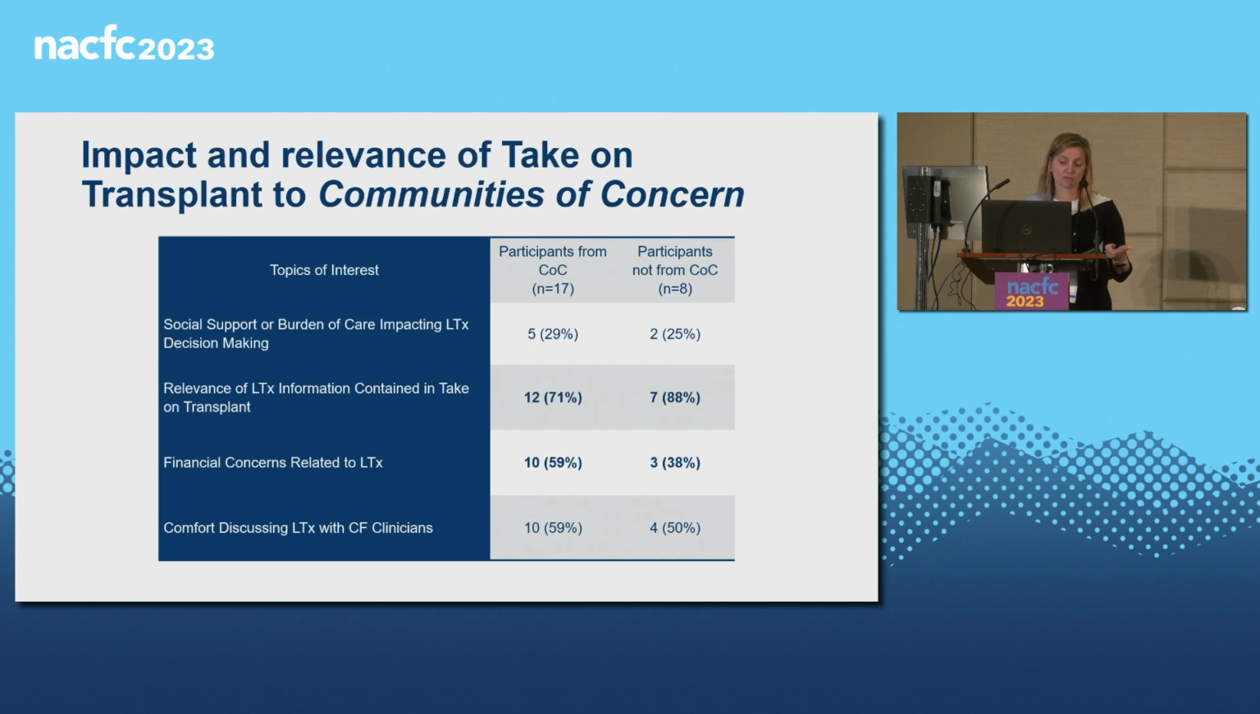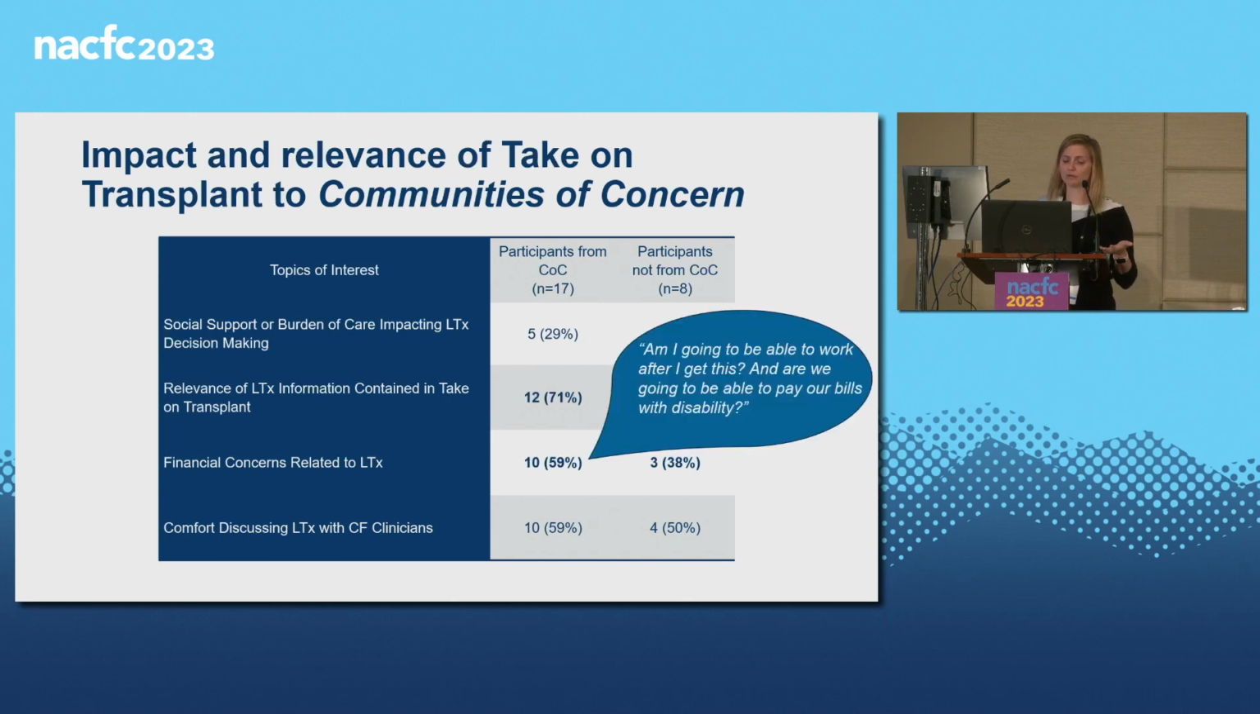The relevance of the lung transplant information may have been slightly less for the participants from communities of concern, but what stood out to us the most was that the financial concerns related to lung transplant did seem to be mentioned a lot more commonly in the communities of concern, and there was no difference in their comfort talking with their CF clinicians. A quote here from a member of the community of concern about financial concerns was, "Am I going to be able to work after I get this? And are we going to be able to pay our bills with disability?"